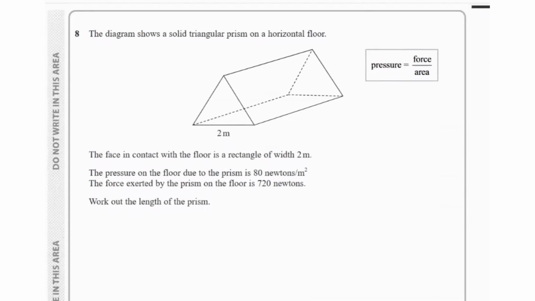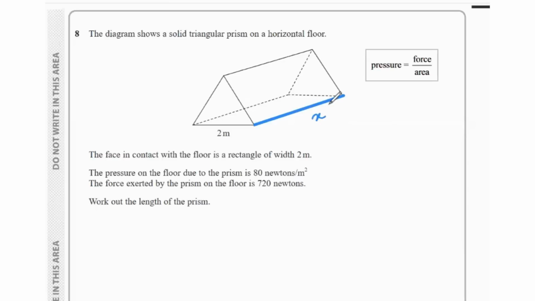Then it says the diagram shows a solid triangular prism on a horizontal floor. They've given us the formula for pressure, which is force over area. The face in contact with the floor is a rectangle of width 2 meters. The pressure on the floor due to the prism is 80 newtons per meter square. The force exerted by the prism on the floor is 720 newtons. Work out the length of the prism. So basically, they're asking us to calculate this length.